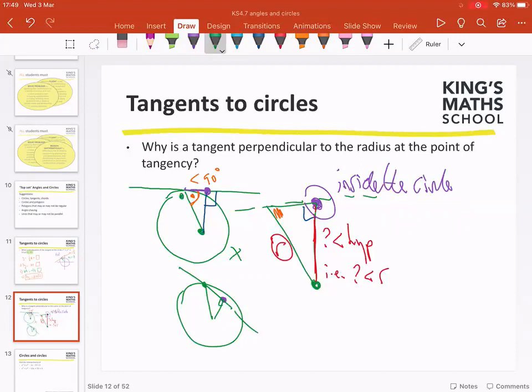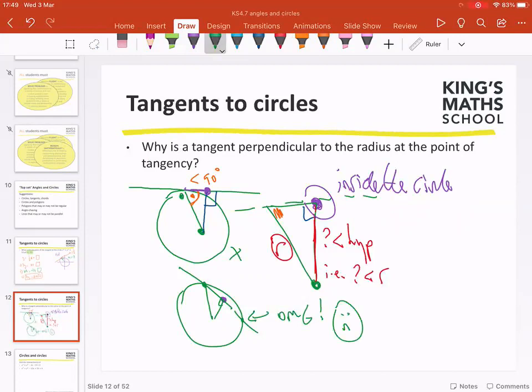So what's going to happen is if the purple point is inside the circle, then when the tangent carries on, it's going to cut the circle again. So it's not going to be a tangent. So that's the problem. That's the OMG, as I believe the young people like to say. That's the problem, is that there has to be a crossing point.